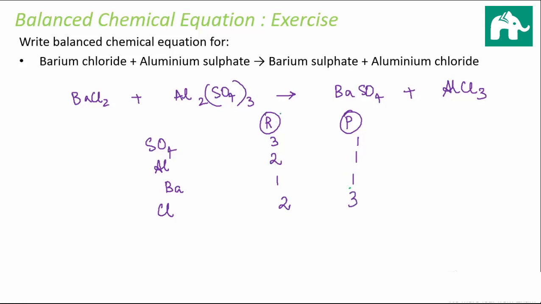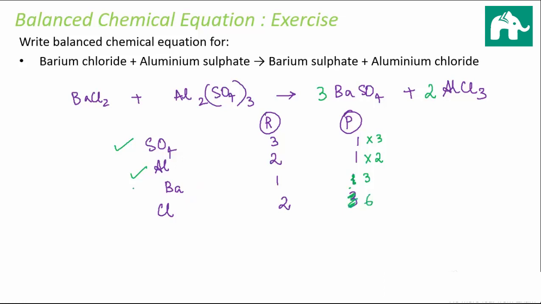So let's start balancing. In order to balance sulfate, we need to multiply by 3 on the product side. So we multiply by 3 here. As soon as we do that, what happens? The number of atoms of barium on the product side changes to 3. So this becomes 3. Okay, now let's move on to aluminium. In order to balance aluminium, we need to multiply by 2 on the product side. So we multiply by 2 here. As soon as we do that, we are again altering the number of chlorine atoms on the product side. So that becomes 6.